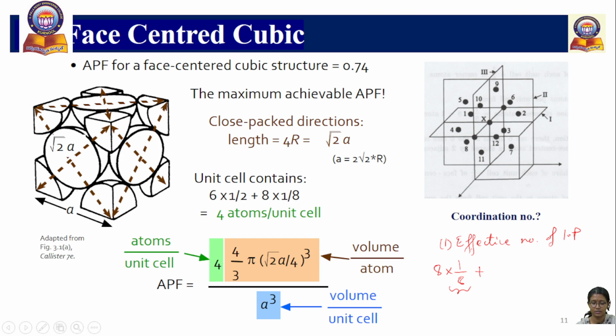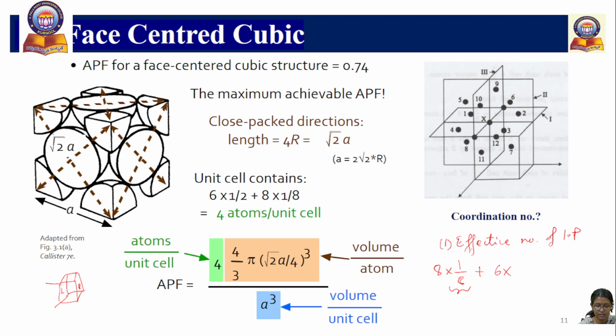1 by 8 is the contribution from every corner. There are 8 corners. Now how many faces are there? Top, bottom, front, back, left, right, like that we will have 6 faces. So there are a total of 6 faces. Now with how many unit cells are these face points shared? Suppose this is here, I'm drawing a diagram. So this is left, this is right, this is left for this unit cell.